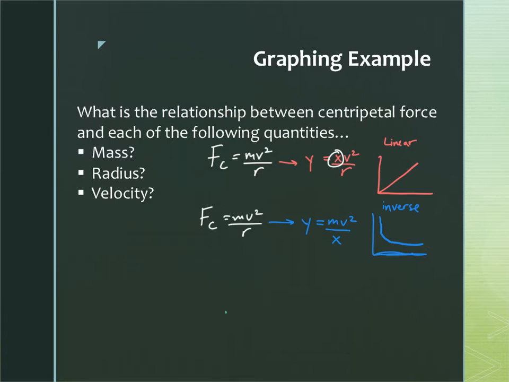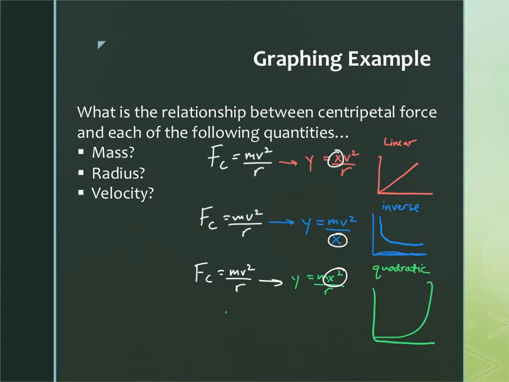And then we have velocity. This one's slightly different. So y equals mx squared over r. So pay attention again to where x is. It's in the numerator and it has an exponent. So x squared, think about the quadratic. Okay, quadratic relationship.